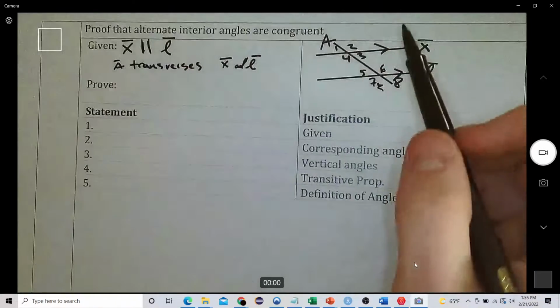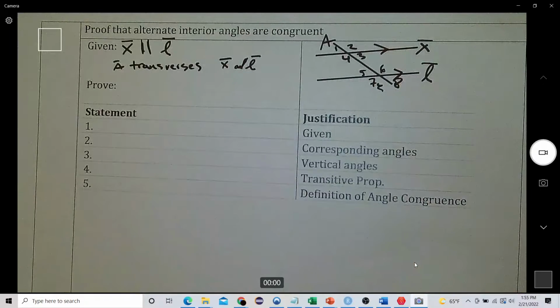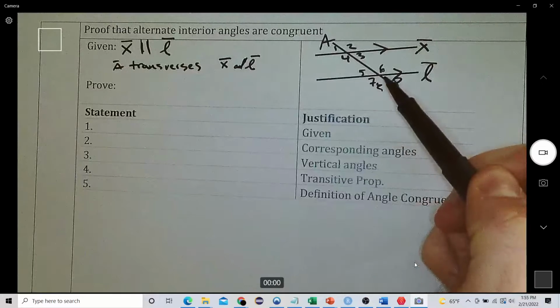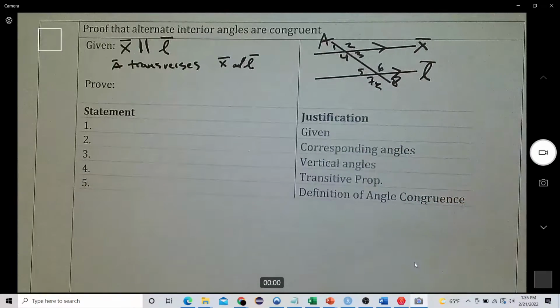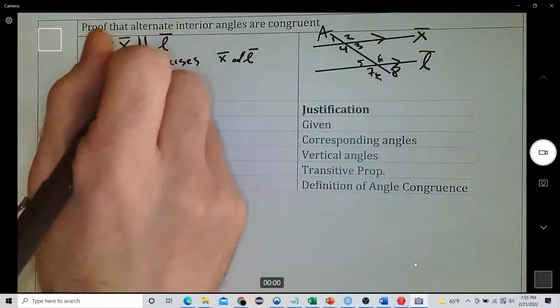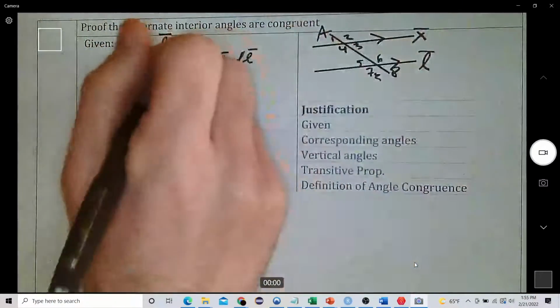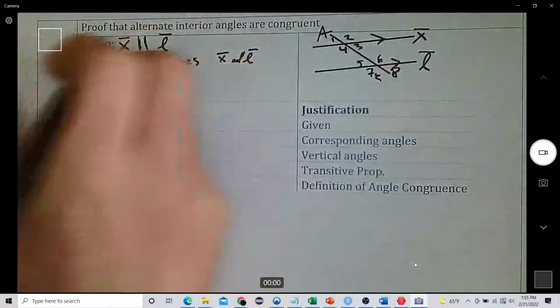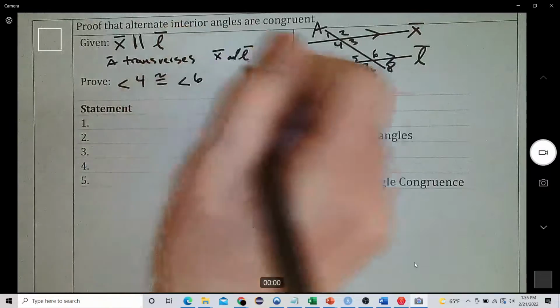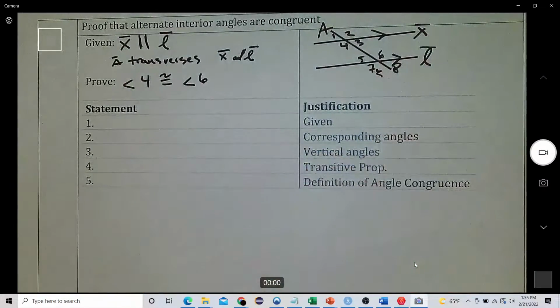So out of these angles, which one are alternate interior? 4 and 6. 4 and 6 are alternate interior, also 3 and 5. Which ones do we like better? Which ones do we want to prove? We just have to prove that one of them, 5 and 6? 4 and 6. 4 and 6? We like 4 and 6? All right. So let's prove that angle 4 is congruent to angle 6, right? All right. Okay.